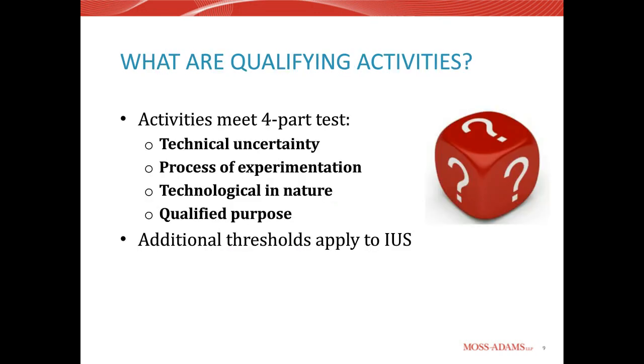In order for a project or activity to qualify, it must meet the 4-part test. The first part of the test is technical uncertainty. There has to be some element of uncertainty regarding the appropriate method, design, capability of a new product or a new process. It could also be improvements to products or processes. The next test is process of experimentation. In order to qualify, the activity must go through a process of experimentation, which could be modeling, simulation, trial and error, whatever method you use to eliminate that uncertainty.